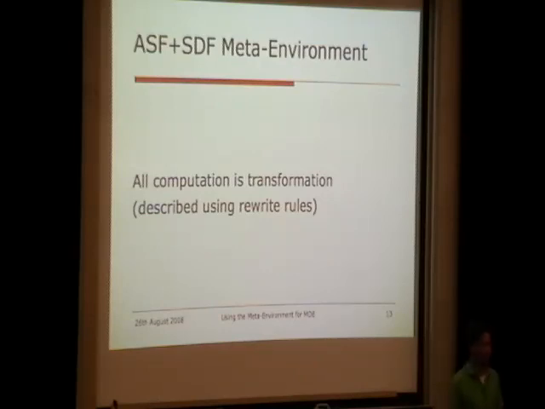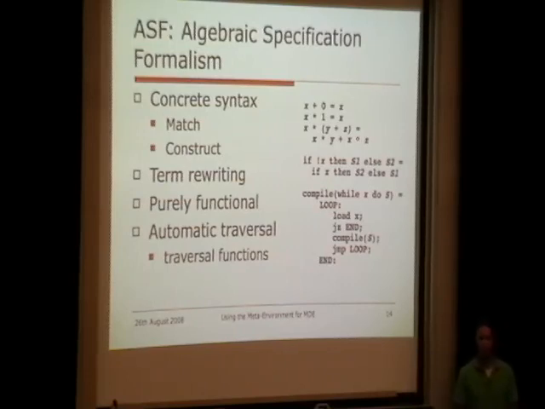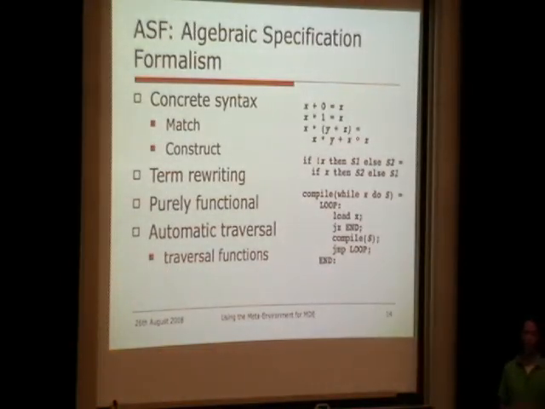These transformation steps of source trees are specified using rewrite rules. This is the ASF algebraic specification formalism. You write rewrite rules, they have a left-hand side, the concrete syntax pattern where a parse tree is matched, and you return another parse tree. On the left there, I have shown some examples, for instance, the basic algebraic laws that everybody knows, like x plus 0 equals x, x times 1 equals x, etc. So on the left-hand side of the equal sign, you have a piece of source code. On the right-hand side of the equal sign, you have another piece of source code.